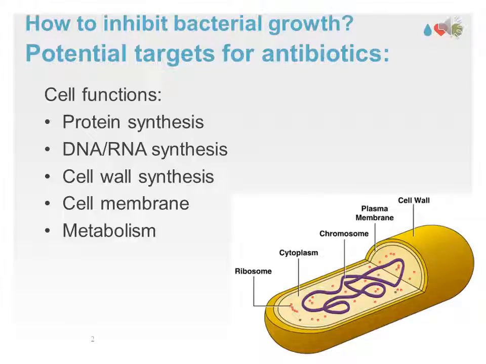Here are some examples of targets for antibiotics. Protein synthesis may be blocked. DNA or RNA synthesis may be blocked. Cell wall synthesis may be stopped. Cell membrane function may be interfered with. Metabolic pathways may be blocked.